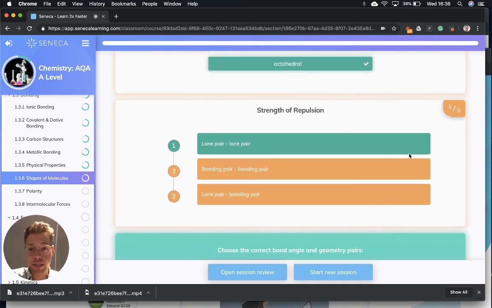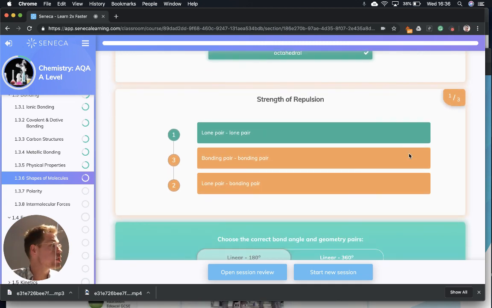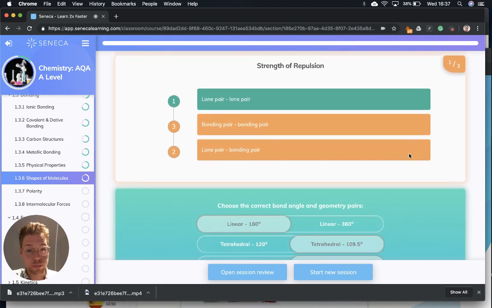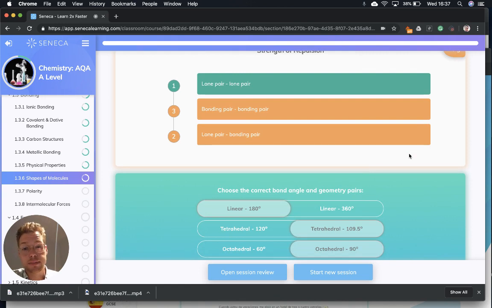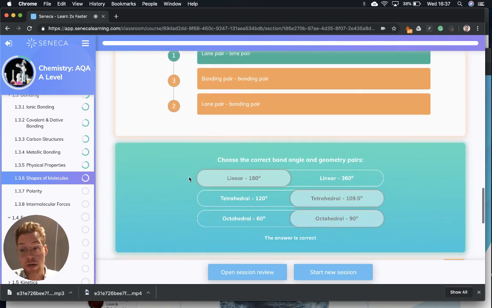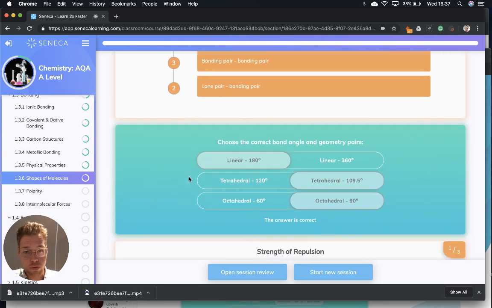Let's recap that strength of repulsion. Do we remember the strongest repulsion we get from electrons? That's when we have a lone pair next to a lone pair. That's the strongest repulsion. Then it's lone pair to bonding pair, and then finally it's bonding pair to bonding pair. So whenever there's a lone pair, there is more repulsion.